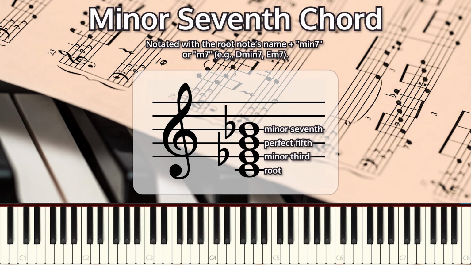The minor seventh chord, as the name suggests, is a regular minor triad with an added minor seventh interval above the root. Its notation can use the word min and the 7 or the lowercase m with a 7.